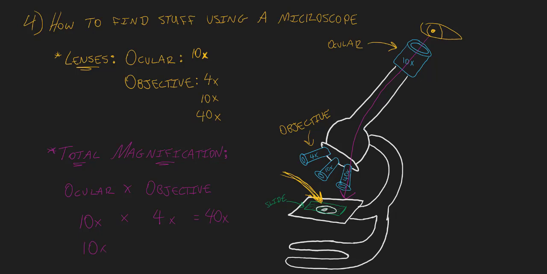Now, what if you're using that medium power objective lens, that 10x lens? Well, in that case, your ocular lens will give you 10x magnification, 10 times. Your objective lens is also giving you an additional 10x of magnification. Multiply the two together and you get a total of 100x.